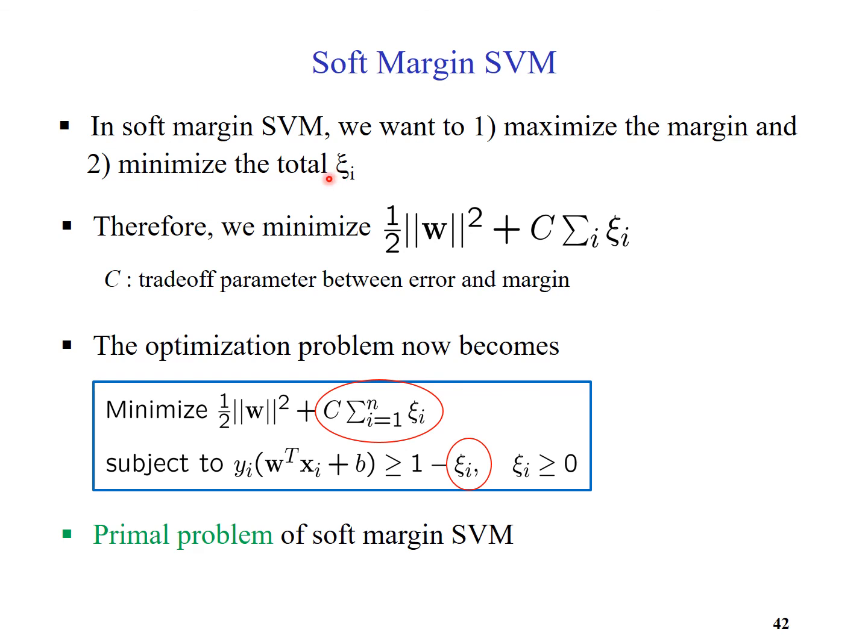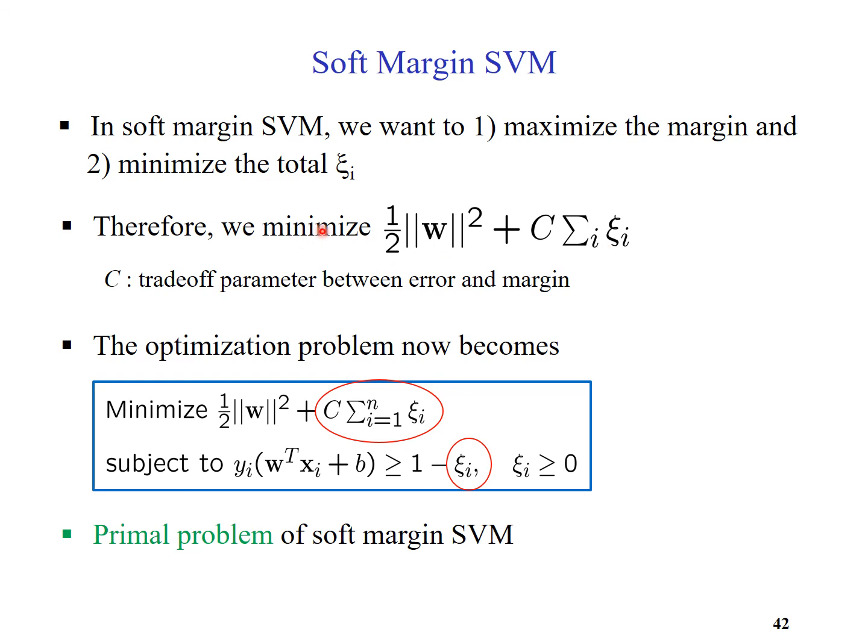In linear SVM, we don't have this minimize-error term, because there is no error. But in soft margin, we allow some error, but we're going to minimize it. So in soft margin SVM, we maximize the margin, and at the same time, we minimize the total error. So let's represent this in a formula, which is this.